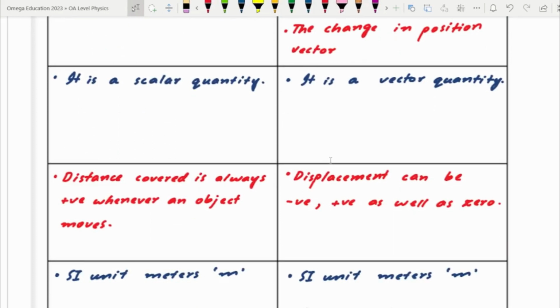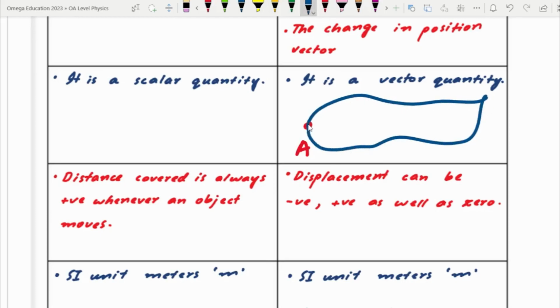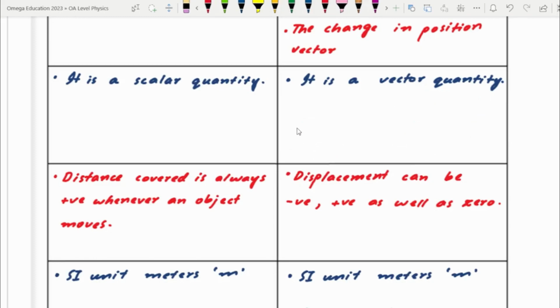Since distance is a scalar quantity, it would always be positive. Scalar quantities are always positive, and displacement can be negative or positive. If an object has moved, it must have also covered some distance, but the displacement might be 0. For example, this is point A, and an object goes from here over there and then gets back to point A. 3 kilometers on this side, 5 kilometers on this side. What is the distance? 3 plus 5, 8 kilometers. What is the displacement? Since your starting point and ending point are the same, your displacement is 0. So it is possible that an object moves but the displacement is 0. For distance, it is not possible.